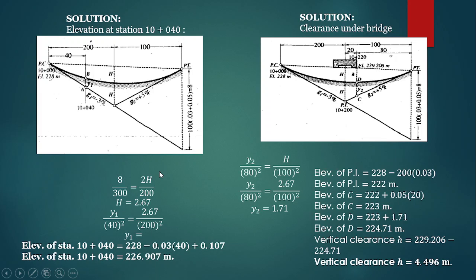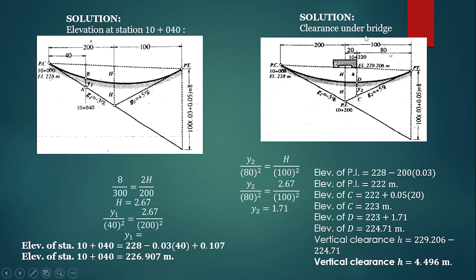Ito yung naging solution. 8 over 300 is equals to 2h over 200. So, h is equals to 2.67. Cross-multiplying lang yan. So, yung 300 ay 200 plus 100. Then yung 200 ay ito. Squared. Y1 is same value nito, 0.107. So, elevation at station 10 plus 40 dito ay 2296.907. So, meaning mula dito hanggang doon, 2296.907.